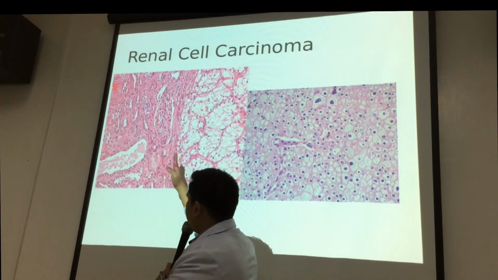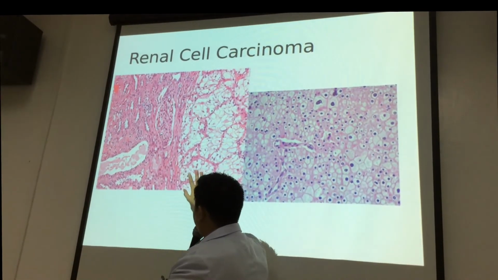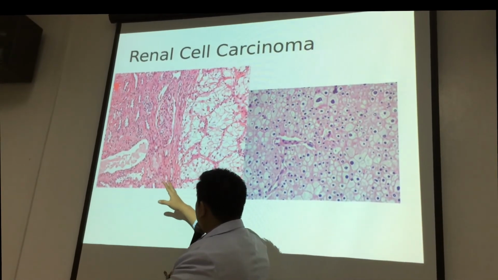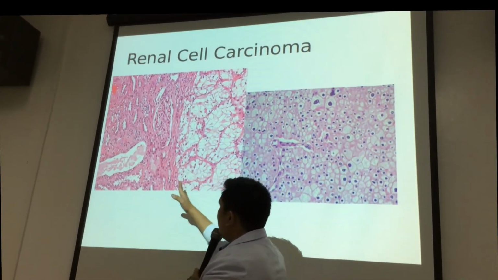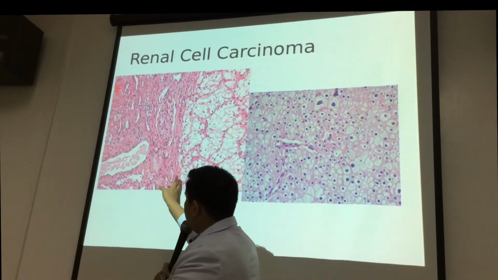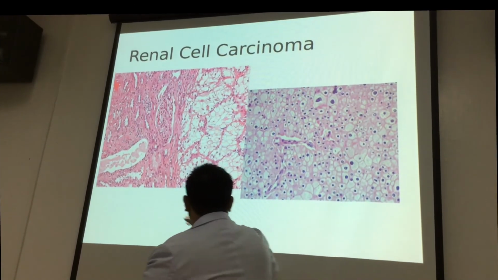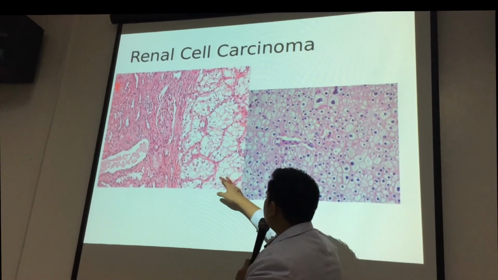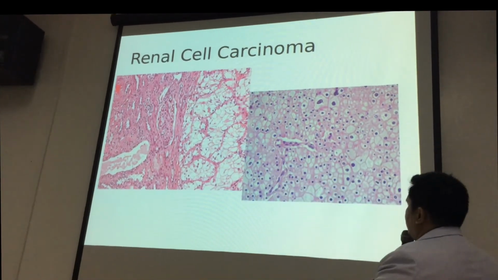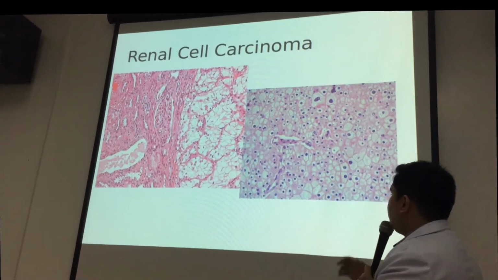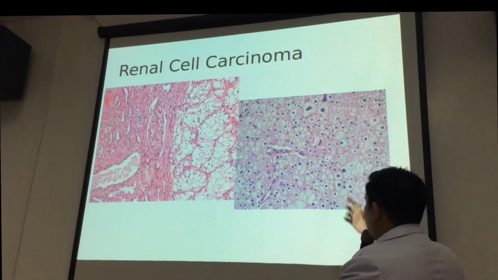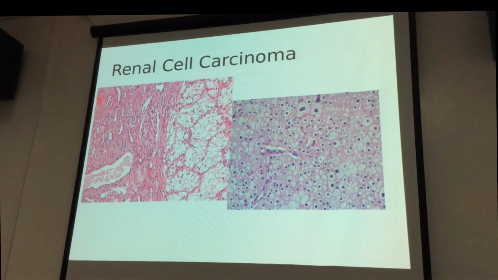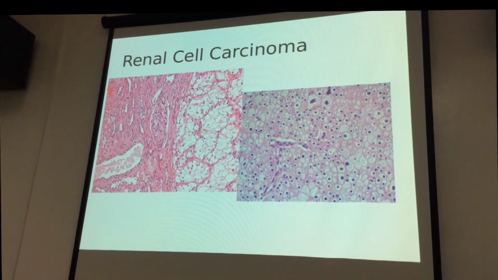There is actually no strands of fibrous connective tissue that separates your tumor cells from the renal tubules. But you can readily identify where the tumor ends and where the kidney, normal renal tissue begins. Now, the individual tumor cells are polygonal in shape. They have abundant granular cytoplasm or foamy cytoplasm.